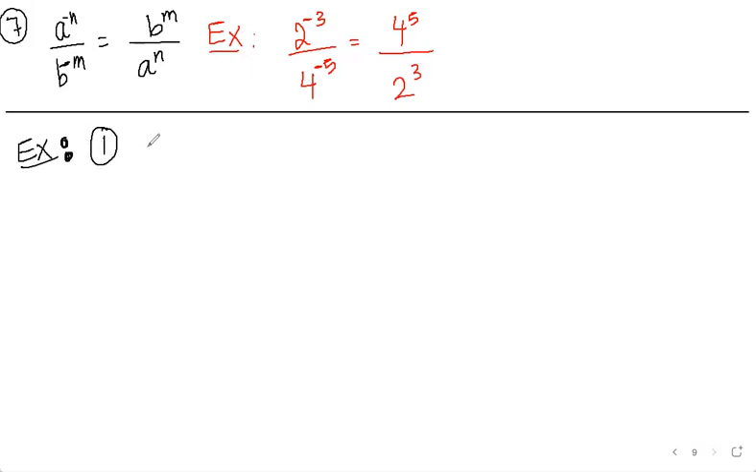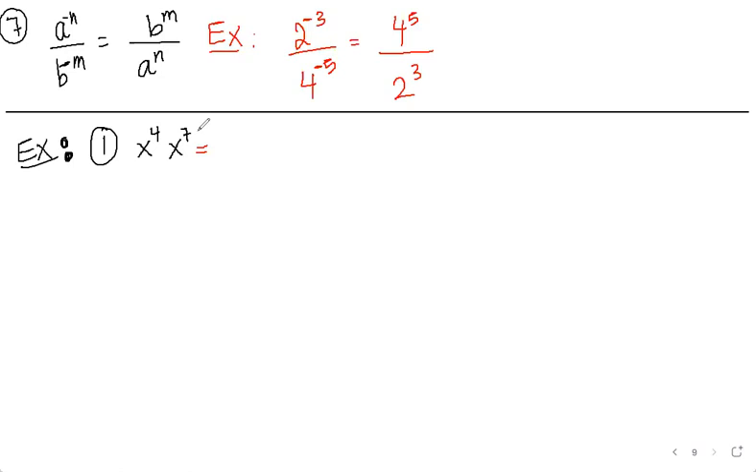The examples are similar to the rules. Number one says, simplify by using the rules before, find each of the following: x to the power 4 times x to the power 7. What is that equal? Who will do this one?